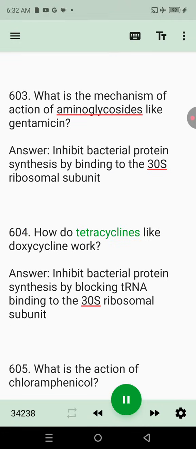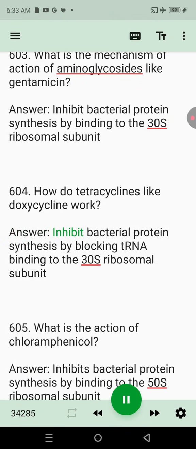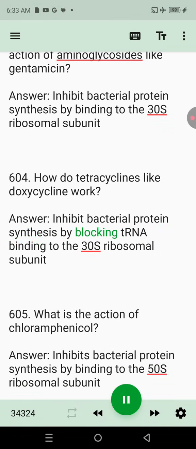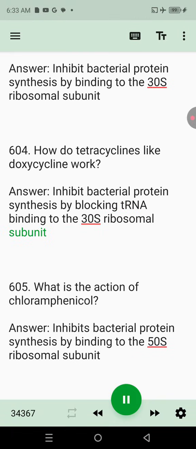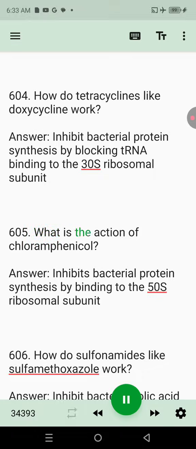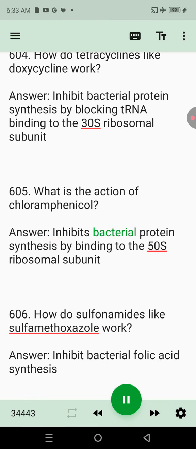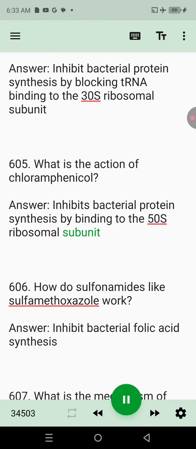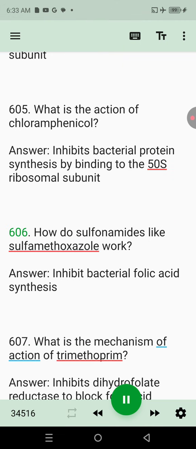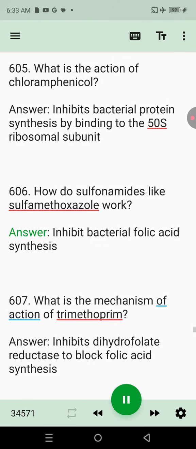604. How do tetracyclines like doxycycline work? Answer. Inhibit bacterial protein synthesis by blocking tRNA binding to the 30S ribosomal subunit. 605. What is the action of chloramphenicol? Answer. Inhibits bacterial protein synthesis by binding to the 50S ribosomal subunit. 606. How do sulfonamides like sulfamethoxazole work? Answer. Inhibit bacterial folic acid synthesis.